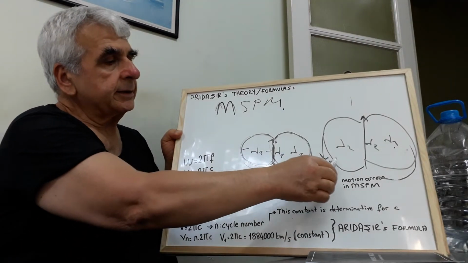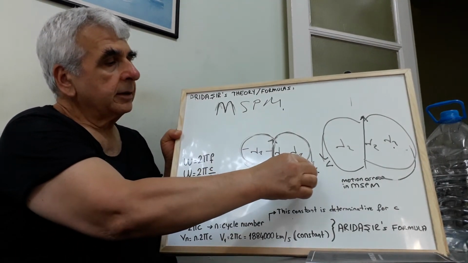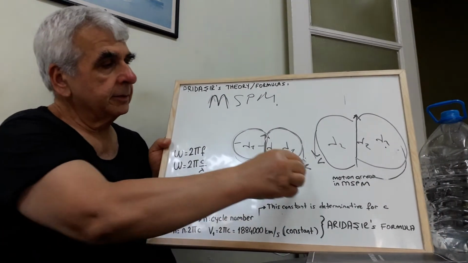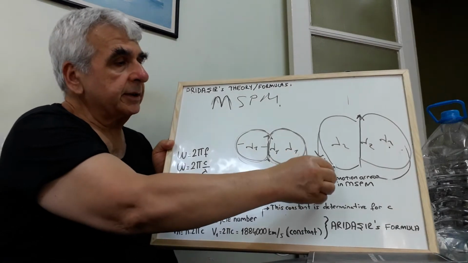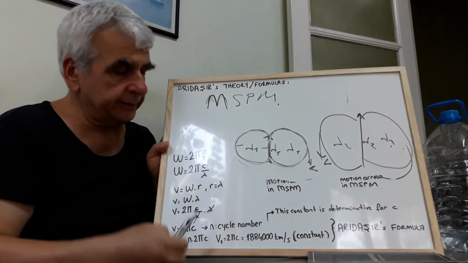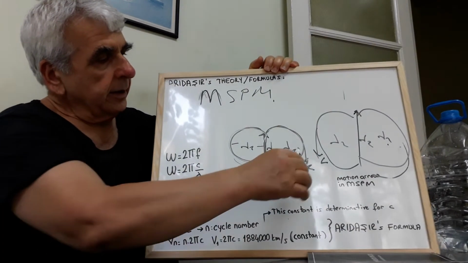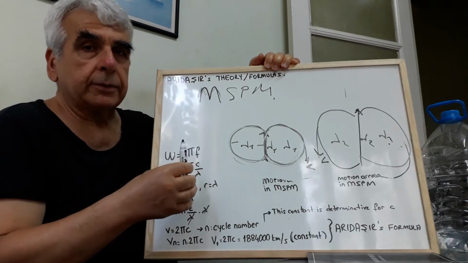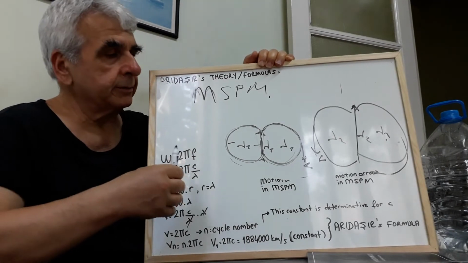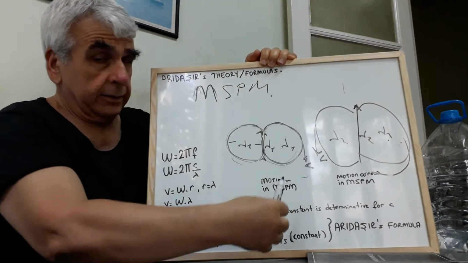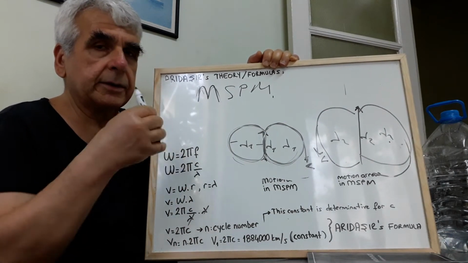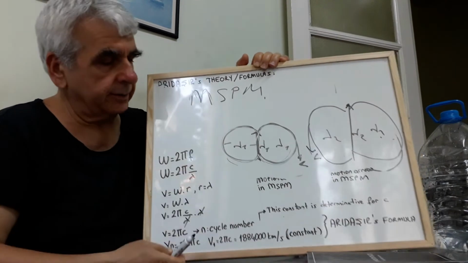But each one has linear velocity, remember. Here we are. Linear velocity is constant. According to my theory and my formulas, all different radiuses electron motion forms linear velocities are equal and constant here.